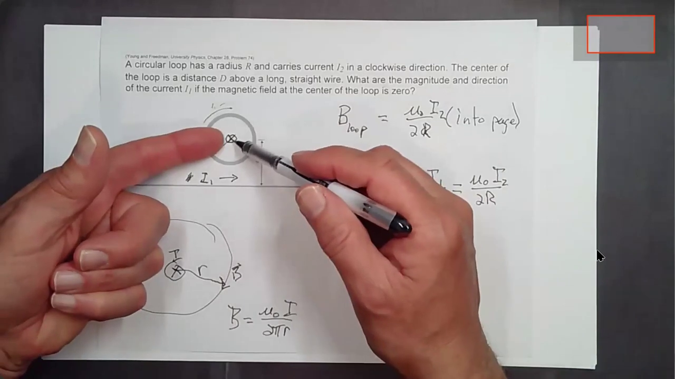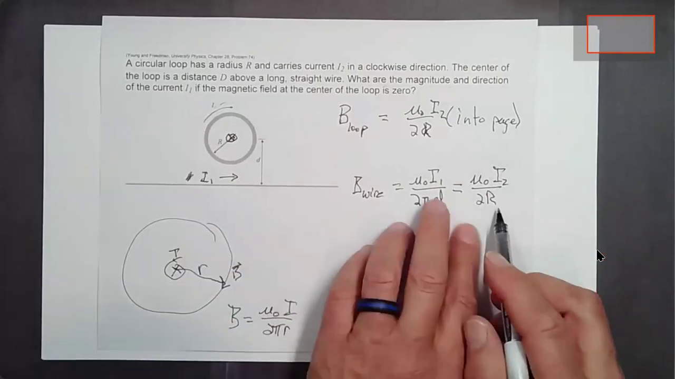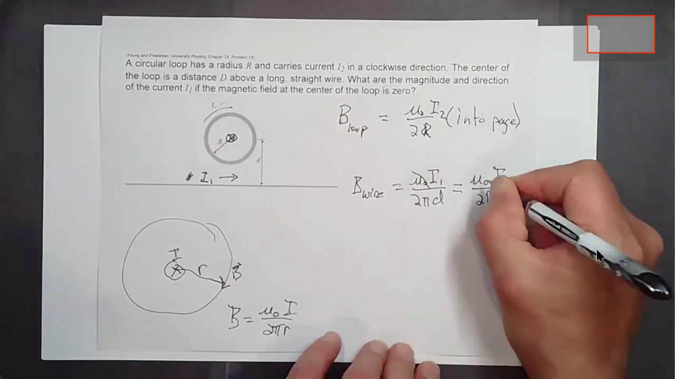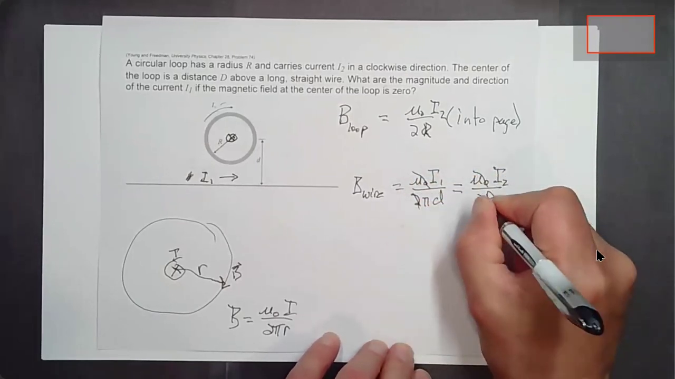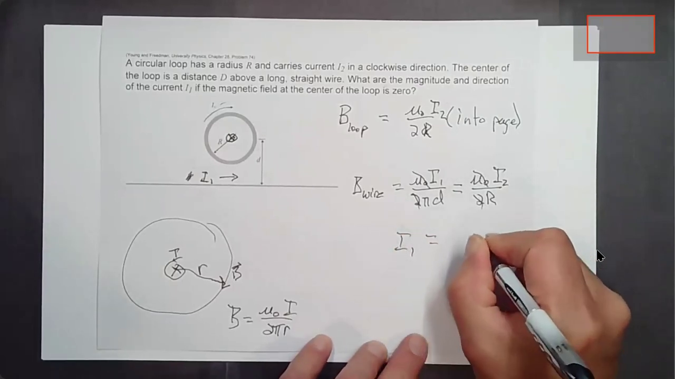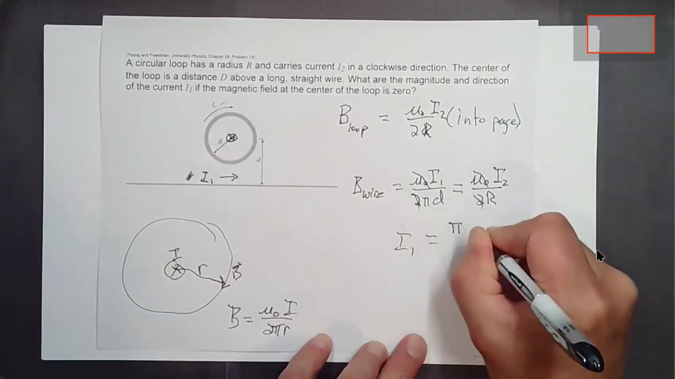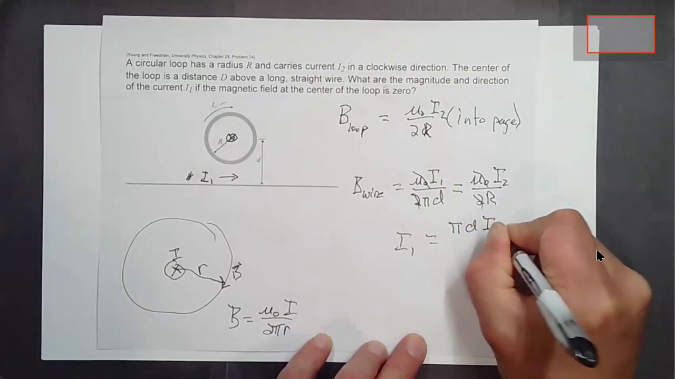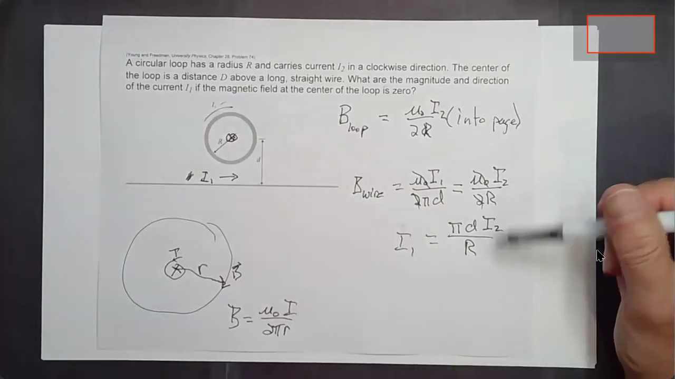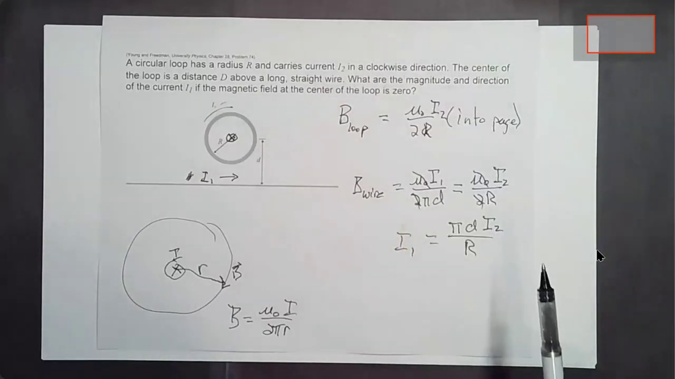Okay, so we're just trying to make the magnetic field at the very center of this loop be zero. So we set these two things equal to each other. We've got mu naught on each side, we have a 2 on each side, and we'll get that I1 has to equal pi times d times I2 divided by capital R. So kind of a weird expression, but it's just an example of using this little thing.